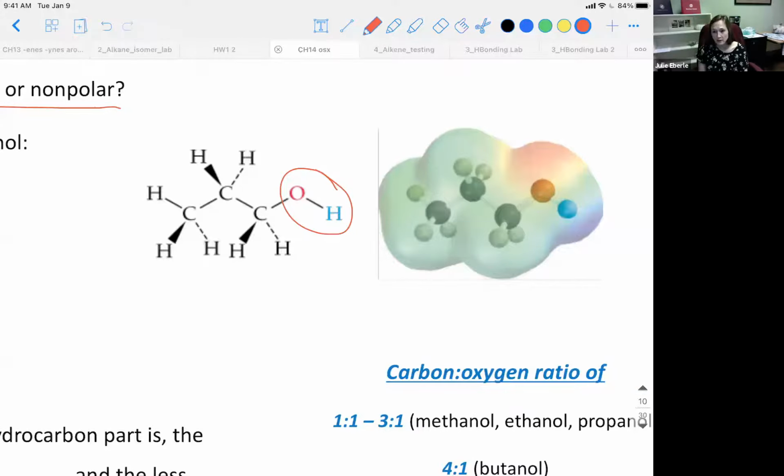Oxygens are very electronegative. Y'all remember what I mean when I say electronegativity or electronegative. Elements that are close to fluorine on the periodic table are electronegative. They attract electrons. So we give these different colors like the red and the blue. Okay, so that's an electronegative portion.